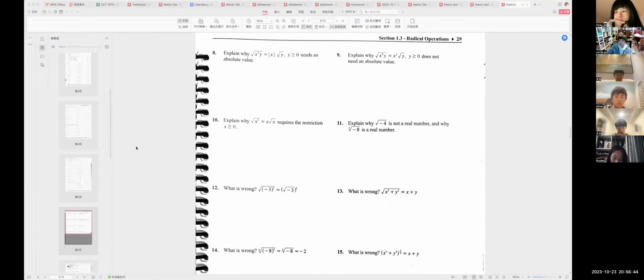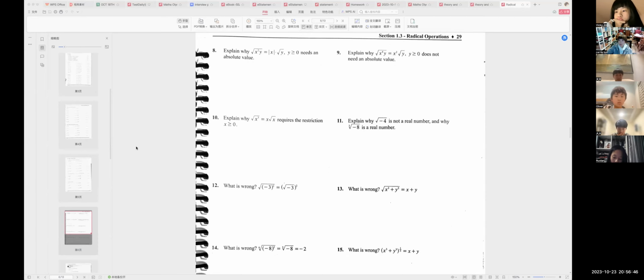We have 4 minutes, so we're going to go to the hardest part, which is explain why square root of x squared y equals absolute value x times square root of y. Okay, let's take a look at this one. Why does this one need an absolute value? Earlier, the question was why we don't have the absolute value, because we assume x is bigger than 0, right? But now we have to do every single case, right, Roland? Because x could be negative, correct, Vicky?